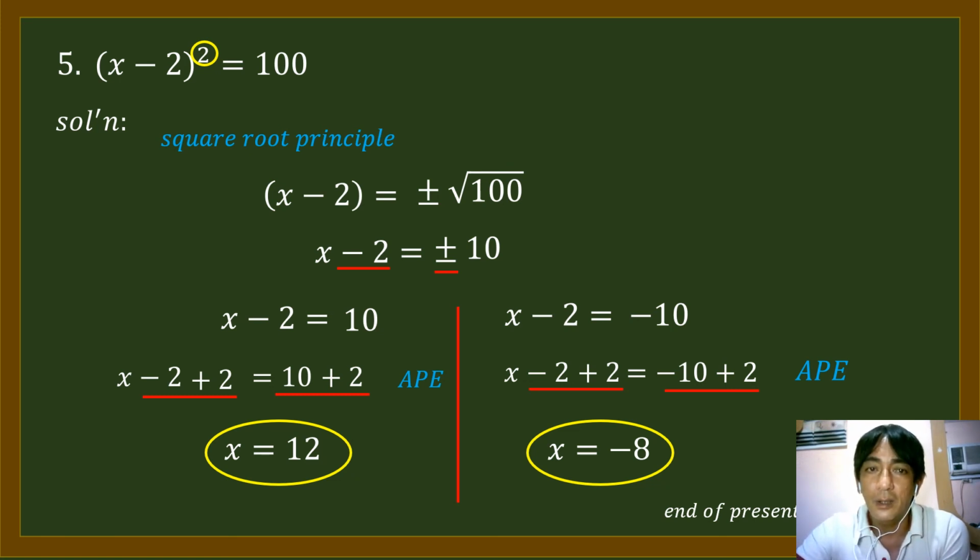Okay, so that's it. So, ganyan lang kadali ang application ng square root principle in solving quadratic equations by extracting square roots. So, kapag walang linear term, you can apply the square root principle. And also, kapag katulad na itong example number 5, meron tayong square of binomial sa left side, tapos may constant tayo sa right side, we can apply also the square root principle.